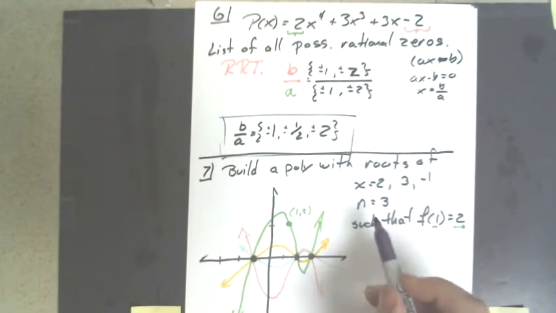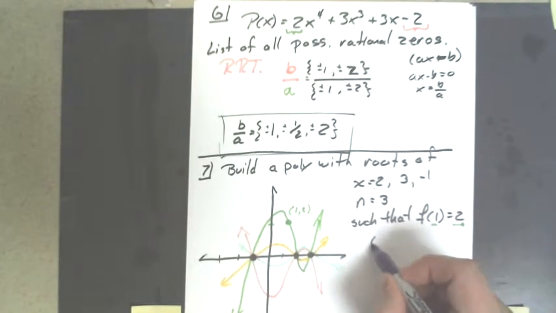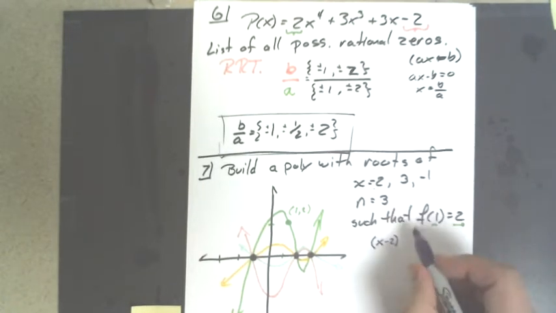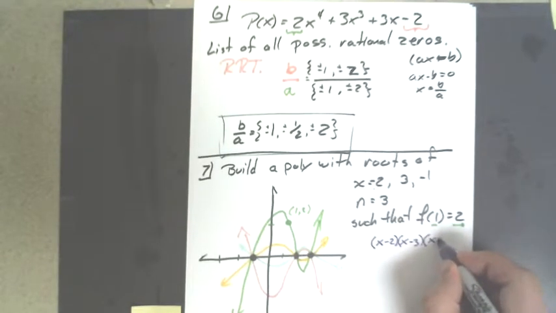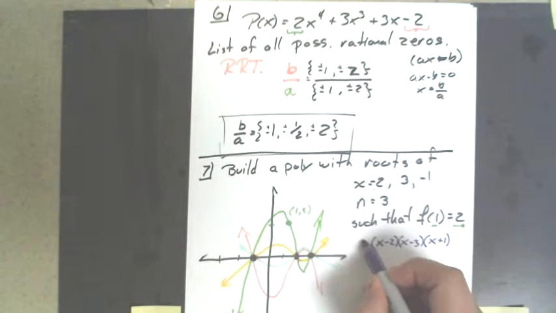The key here is for a polynomial to have these roots. If you have a root of 2, that means you have a factor of x minus 2. If you have a root of 3, that means you have a factor of x minus 3. If you have a root of negative 1, that means you have a factor of x plus 1. Usually we're pretty good with that. The problem is we also might have a lead coefficient, a.